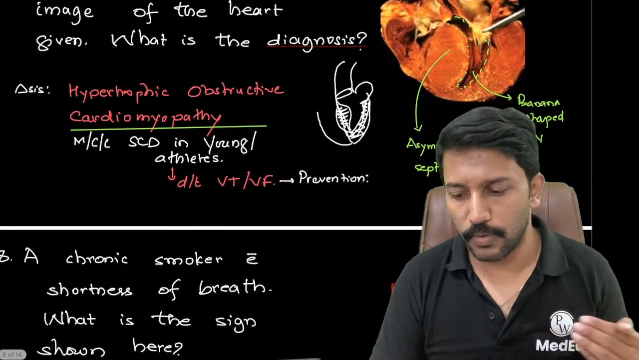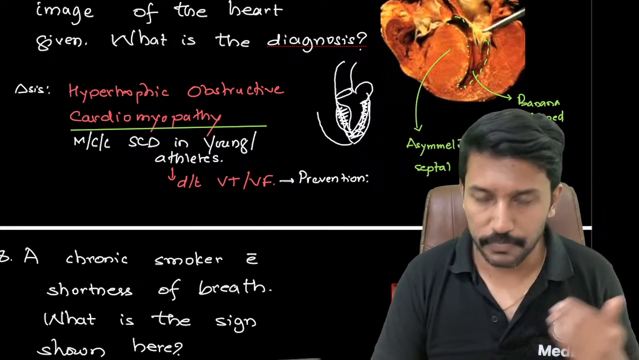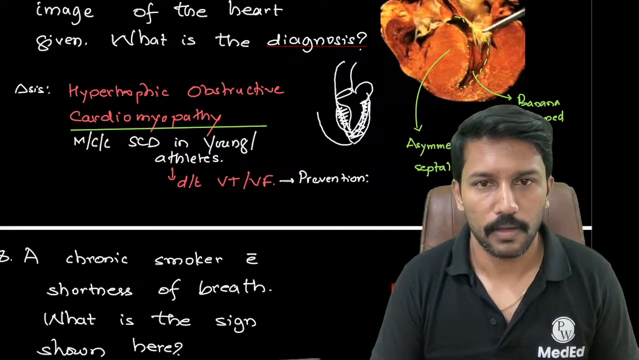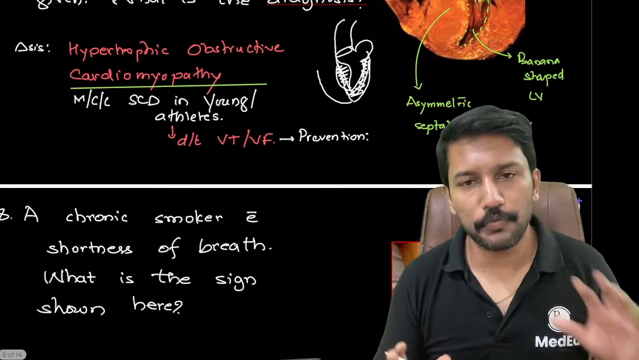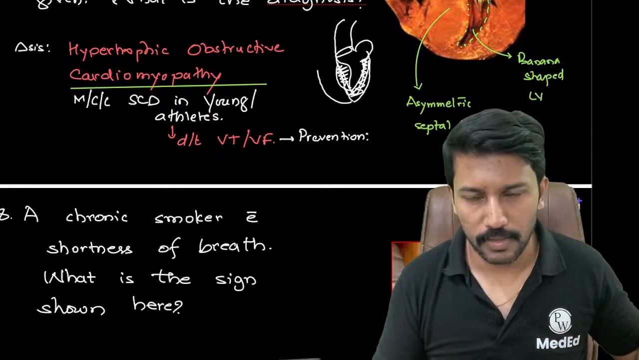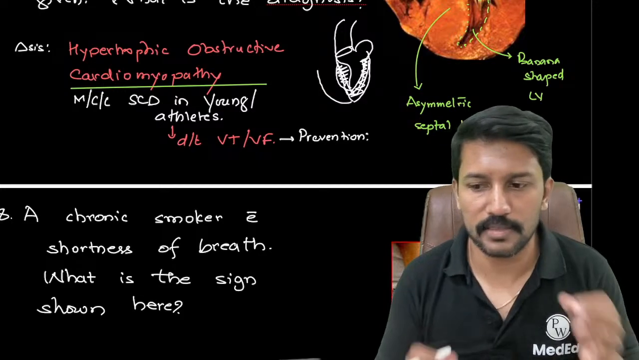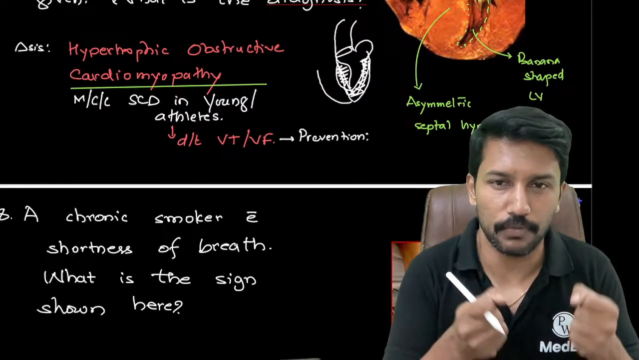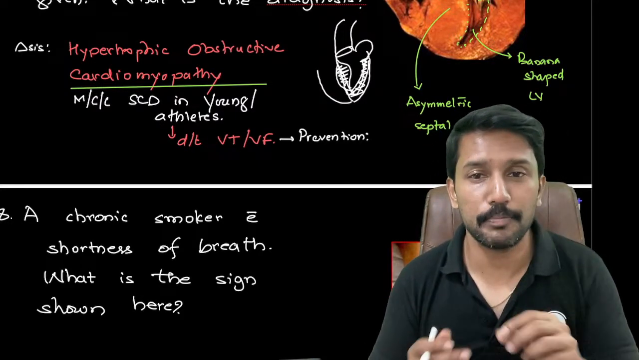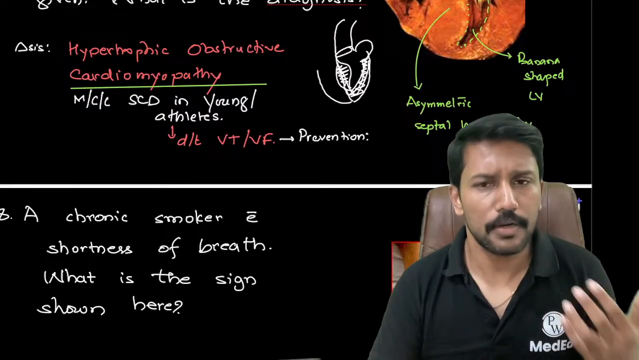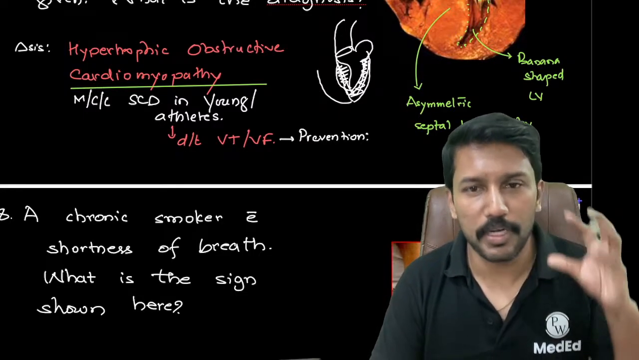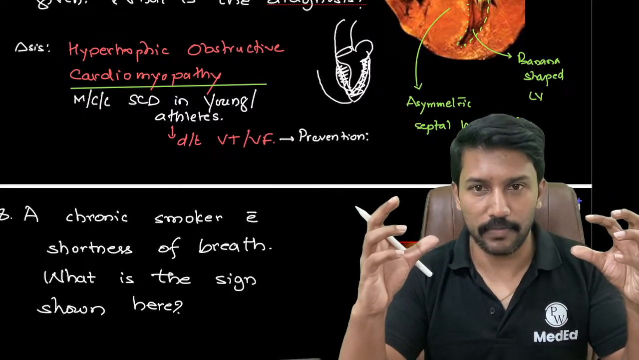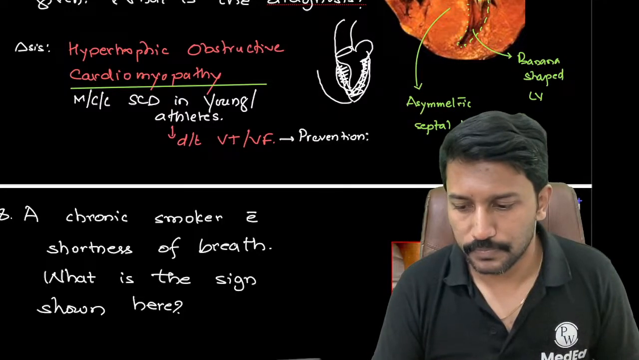VT refers to ventricular tachycardia and VF refers to ventricular fibrillation. Prevention, yes. Treatment of any arrhythmia is a different ball game, right? Depending on whether the patient is hemodynamically stable or unstable, we have to decide whether to give shock or drugs. But the first thing is prevention. I've already told you what the link is between exercise and the development of arrhythmia. What is the link?